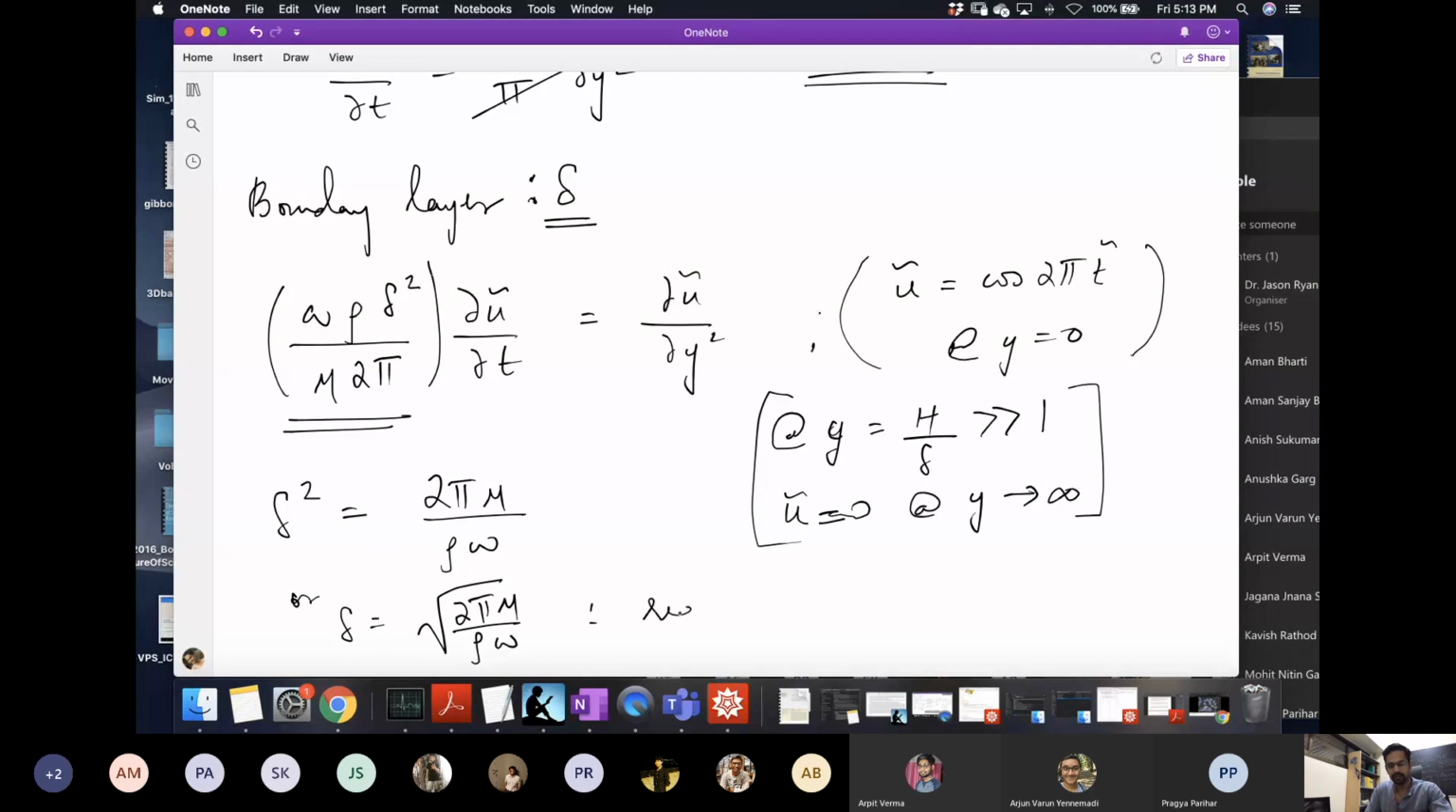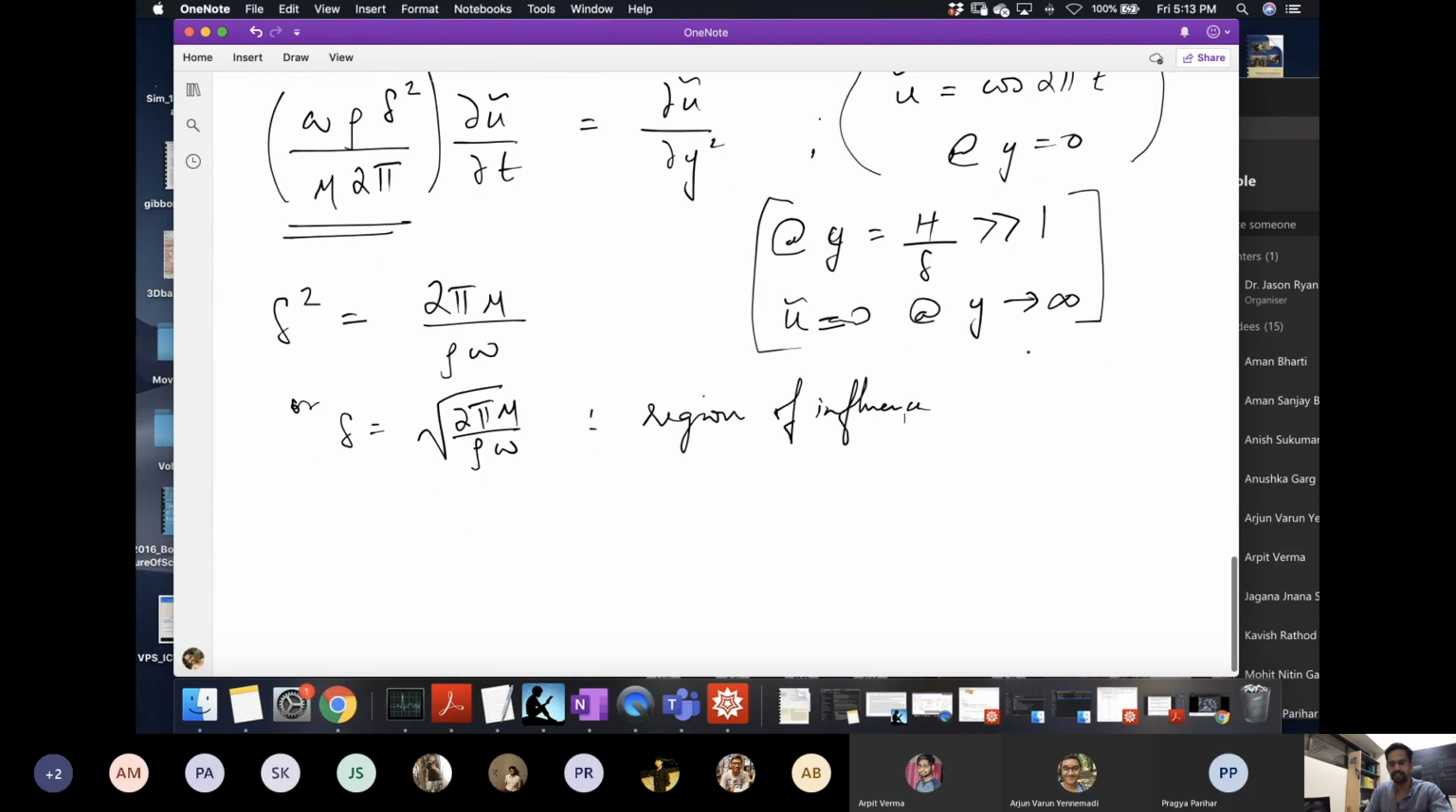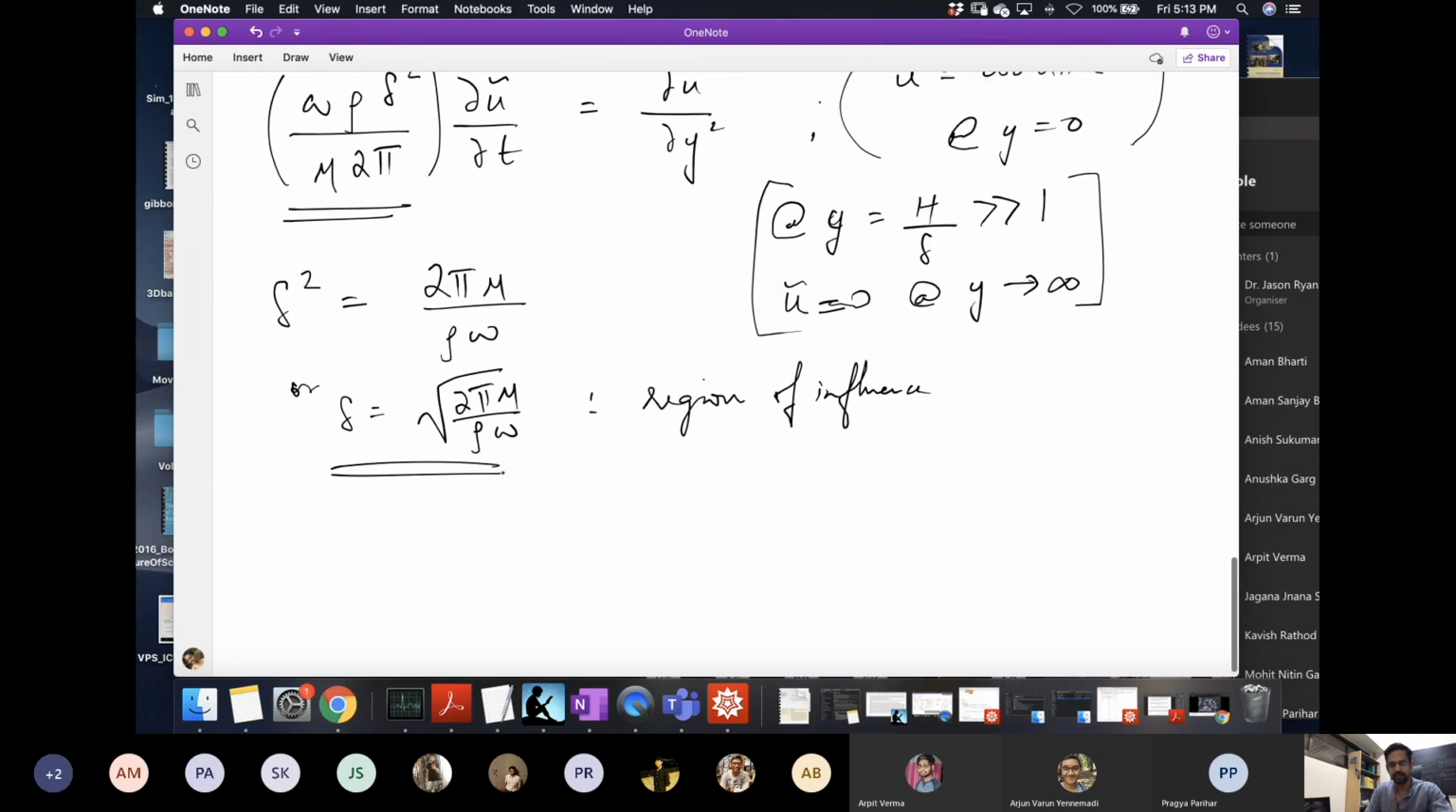So this is the region of influence, or the boundary layer. In this boundary layer is where you will feel the full effects of the velocity field in an unsteady manner. But if you go much further away from this boundary layer, closer to the top wall, you will basically not feel anything. That's what we had seen earlier.